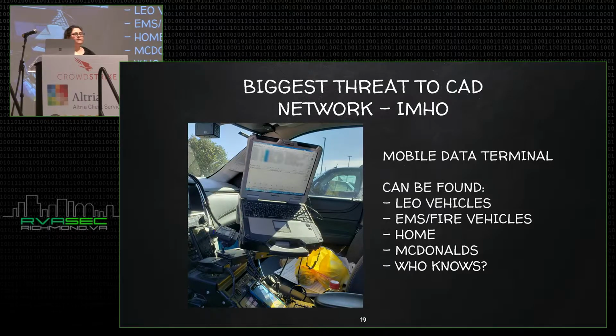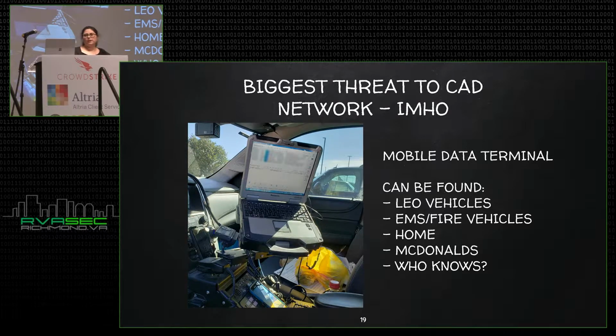In my opinion, the biggest threat to the CAD network is these mobile data terminals. They're in every law enforcement vehicle, and in fire and EMS, some of them. They're at home, they're at McDonald's, sometimes Krispy Kreme. Who knows where they're at? And what they do is they take it out and they get on the network there. You have no idea what they're going to take home from that and bring back to your network.